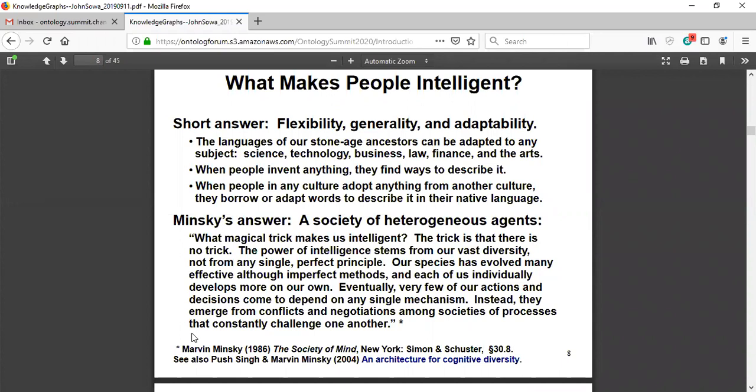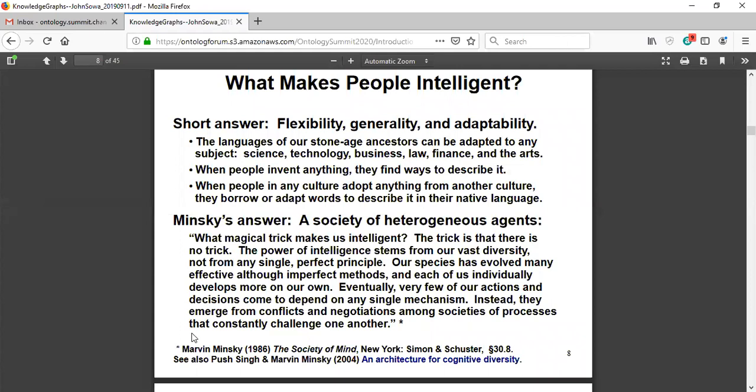And he says, what magical trick makes us intelligent? The trick is that there is no trick. The power of intelligence stems from our vast diversity, not from any single perfect principle. And this is one reason why I've been highly critical about these proposed standards for ontology, is that they are sort of fixed and frozen fossils, and they might be useful for a very precise task, but they're not going to be able to handle ordinary language at the level of just a child.